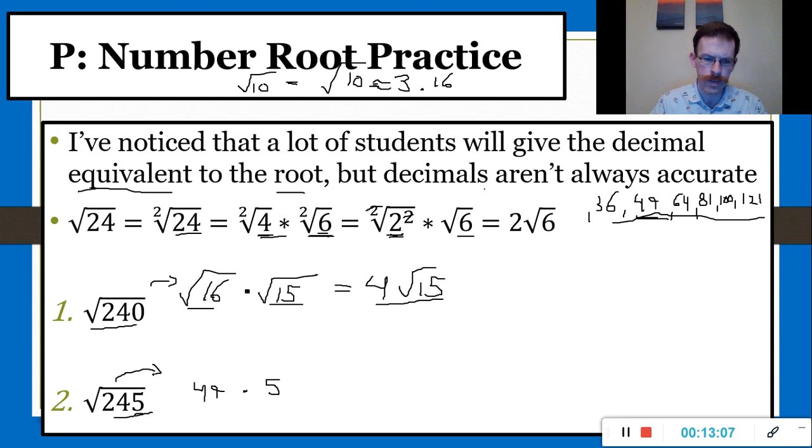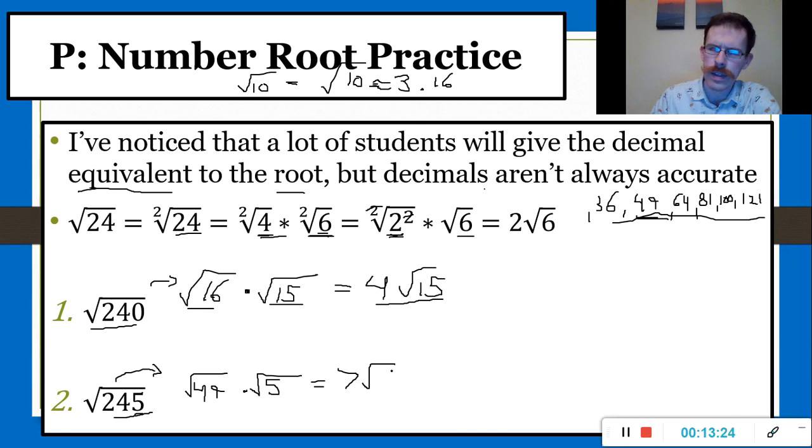So this is going to become the square root of 49 times the square root of 5. And I think we're going to take an extra day to work on these because square roots can definitely trip people up. But the square root of 49 is obviously 7, and there's nothing I can do with the square root of 5 because it's a prime number. My apologies. And so the square root of 245 becomes 7 square roots of 5.